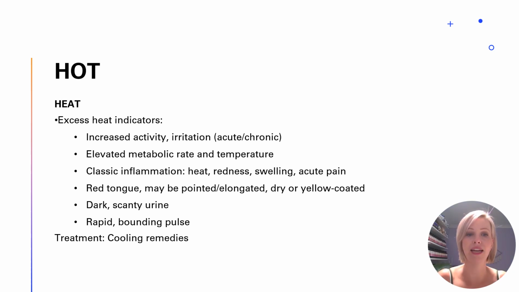So heat, excess heat, so there's increased activity, irritation, which could be acute or chronic, elevated metabolic rate, temperature, classic inflammation, heat, redness, swelling, acute pain, red tongue, which could be pointed or elongated, dry or yellow coated, that indicates heat. Dry, scanty urine, because if there's a lot of heat, there's not a lot of moisture. Rapid bounding pulse, so if you read pulses or you're familiar with Chinese medicine, that's what it would present like if you're reading pulse. And naturally, the treatment for excess heat is a cooling remedy.